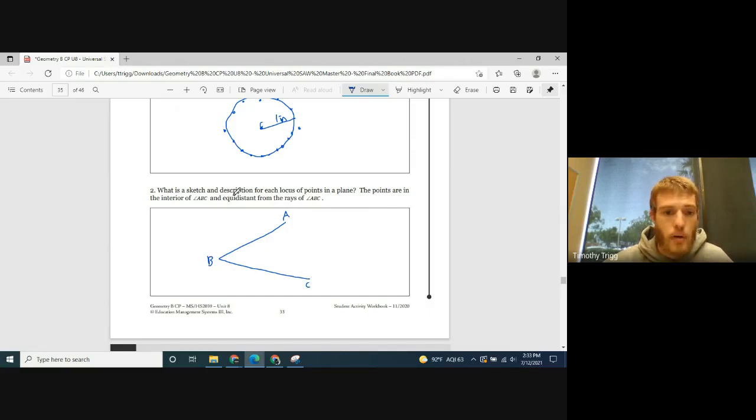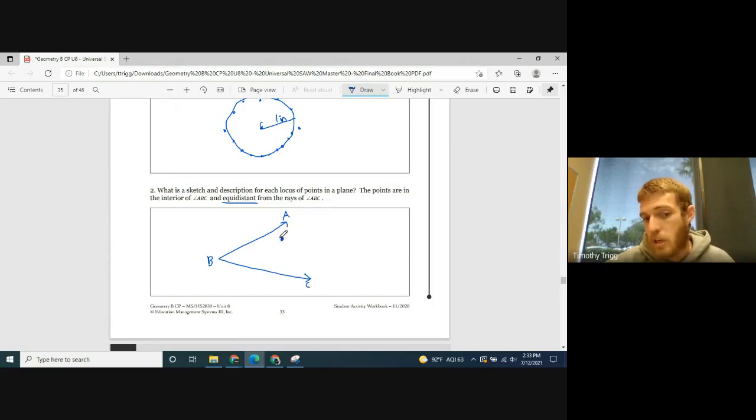And I want all the points that are on the interior, so they have to be on the inside of this angle here, and they are equidistant from each of the rays of angle ABC. So these are considered the rays. So AB is a ray, and BC is also a ray. And I'm looking for all the points that are the same distance to these rays, and they need to be in the interior. So this point does not work, for example.